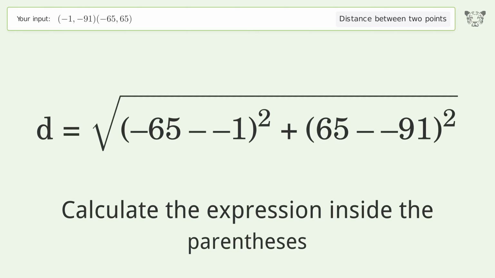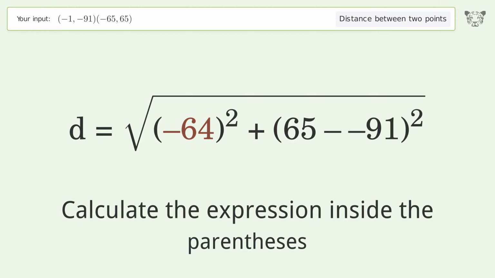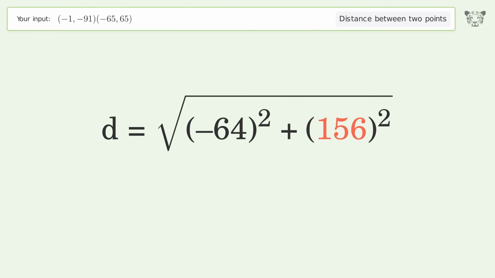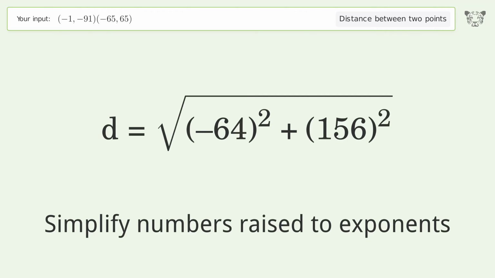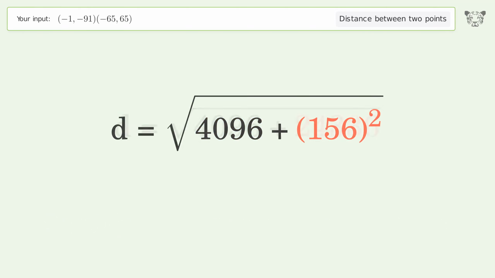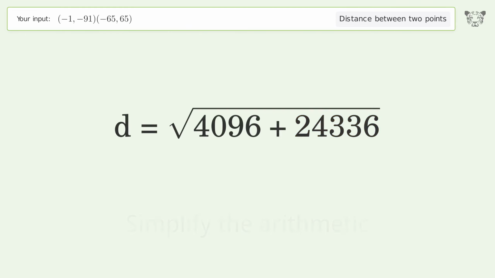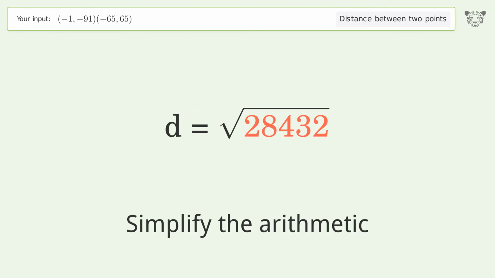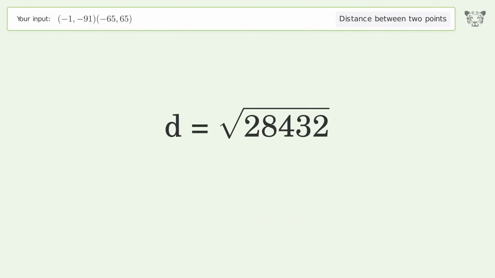Calculate the expression inside the parentheses. Simplify numbers raised to exponents. Simplify the arithmetic. And so the distance between the 2 points is the square root of 28,432, or 168.618.